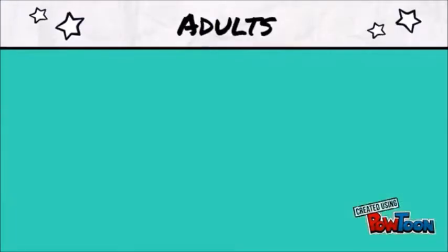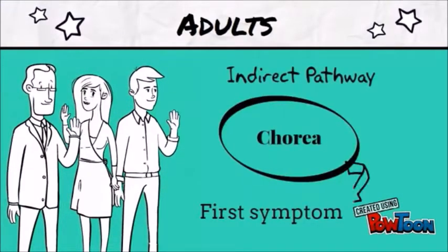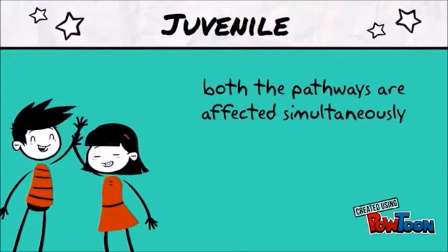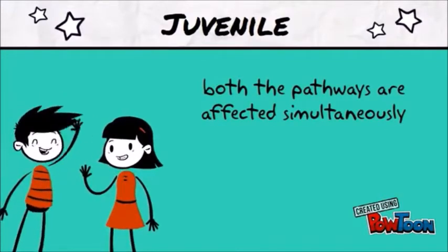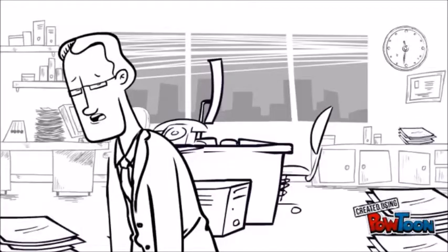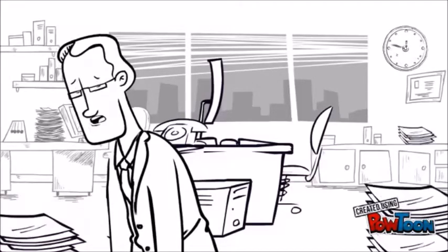In adults, the indirect pathway is usually affected first, which is the reason why chorea is seen as a primary symptom. In the case of juvenile Huntington's disease, both pathways are affected simultaneously, which therefore eliminates chorea as the first symptom. There is no definite cure for Huntington's disease.